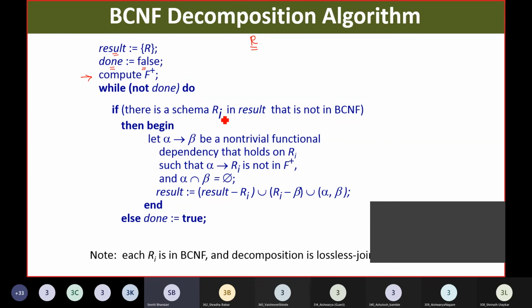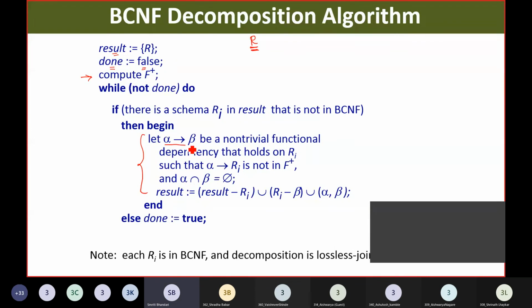If there is a schema Ri in result that is not in BCNF. Initially we have only R, and we know that this is not in BCNF, and that is why we are executing this algorithm. So if there is a schema Ri in result that is not in BCNF, then what do we need to do? We need to follow these steps.